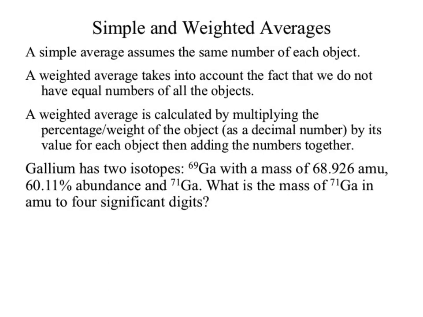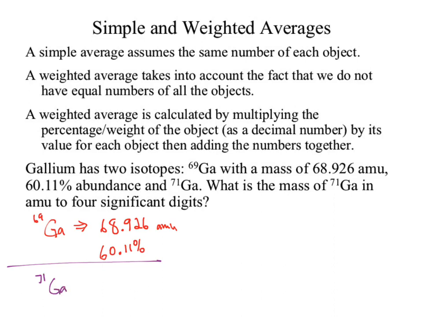Not a bad idea that we could write it down. Okay. We had gallium-69. What was he trying to say when it used the word abundance? What mass? That's our percent, the amount. For gallium-69, what do I know? You know that there's 68.926 weird AMUs. And what else do I know? 60.11% abundance. I also have gallium-71. What information do I have about it?